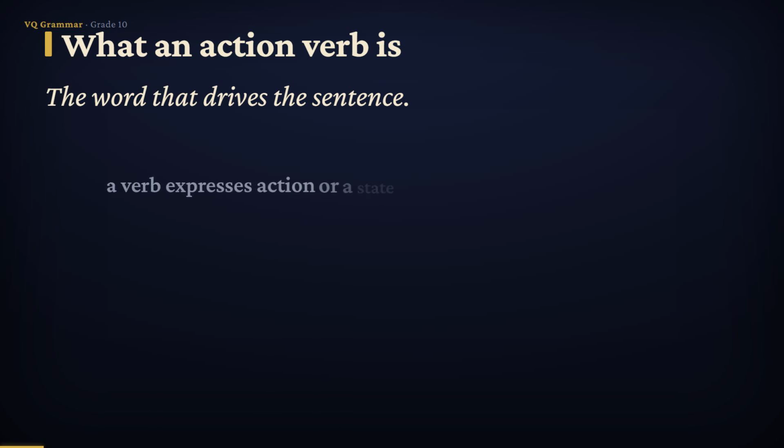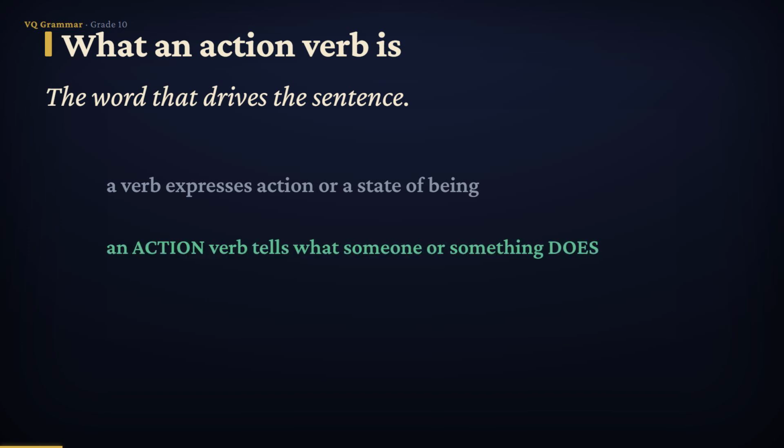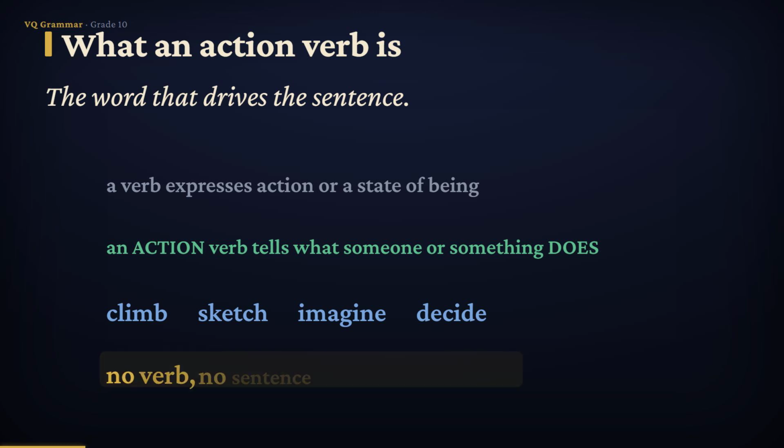Every verb expresses action, or a state of being. It's the word that lets a group of words make a statement. In this lesson, we focus on the action verb, and an action verb tells what someone or something does. Think of words like climb, sketch, imagine, and decide. Each one names something being done. Here's the thing to hold on to. No verb, no sentence. The verb is the engine that drives every sentence you'll ever write.